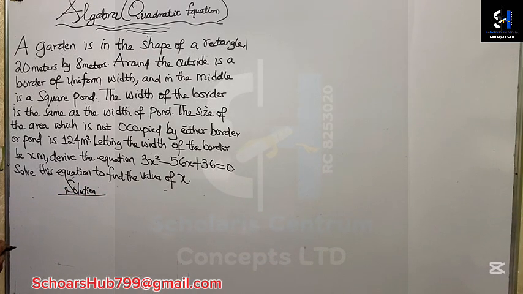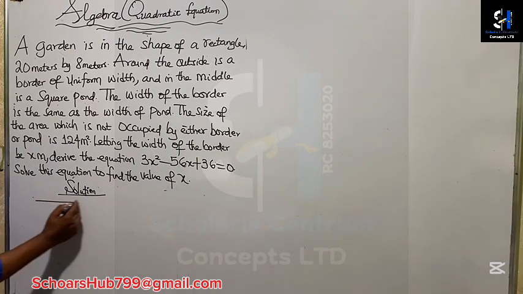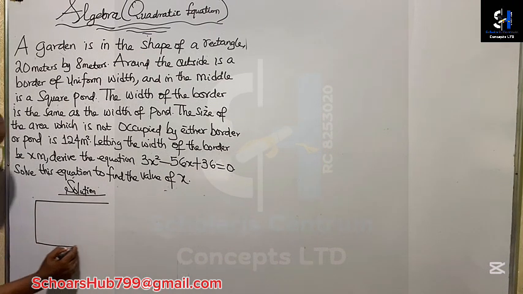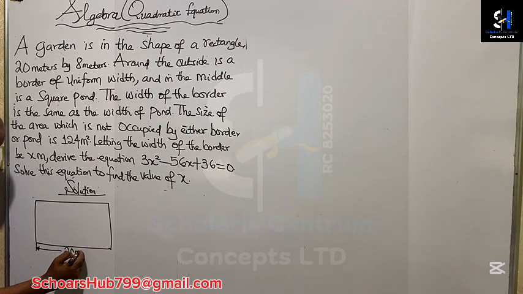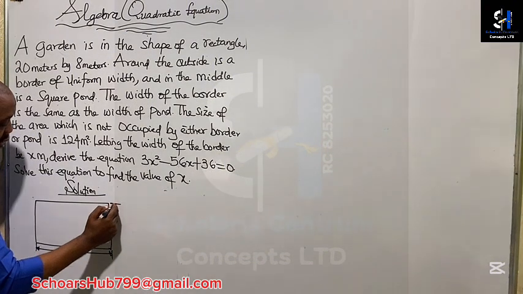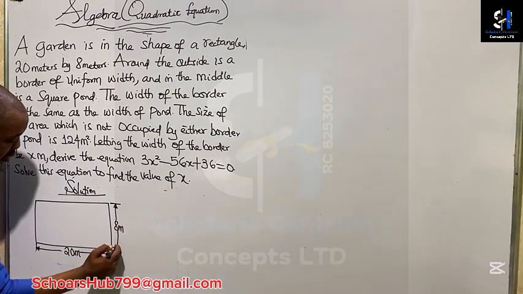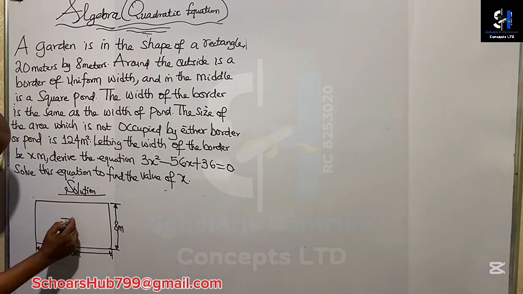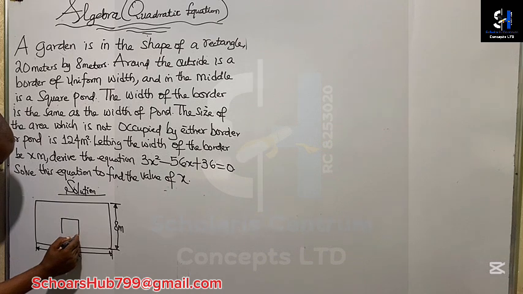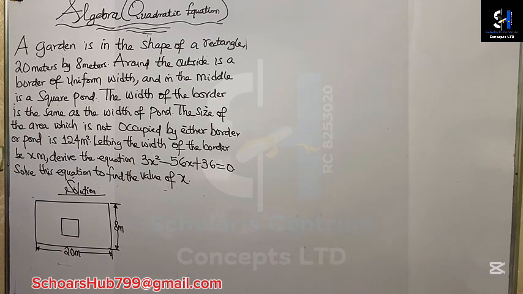Now we have a garden in the shape of a rectangle, 20 meters by 8 meters. So the length of the garden is 20 meters, and the width of the garden is 8 meters. Around the outside is a border of uniform width, and in the middle is a square pond.